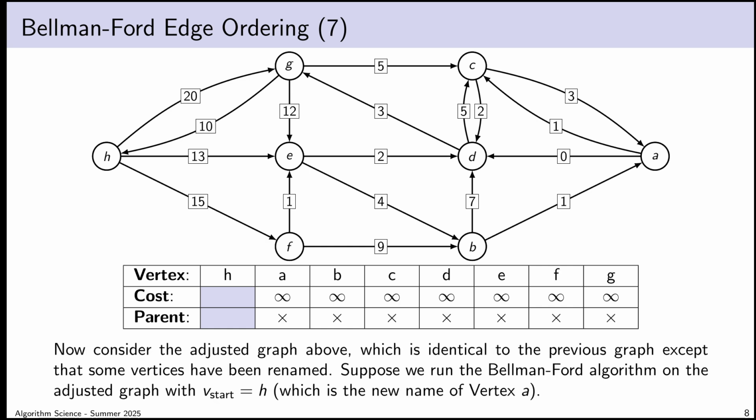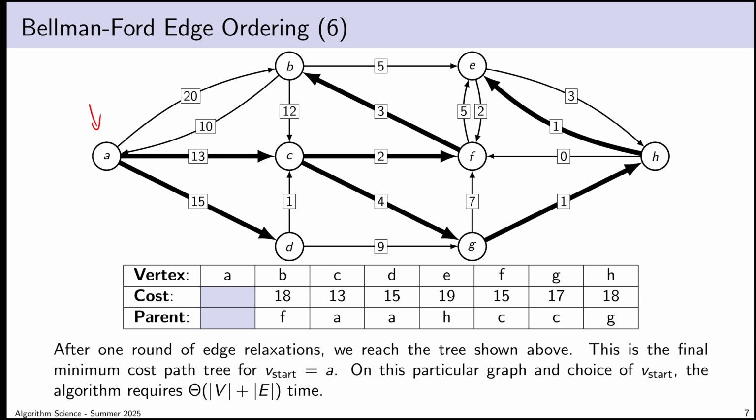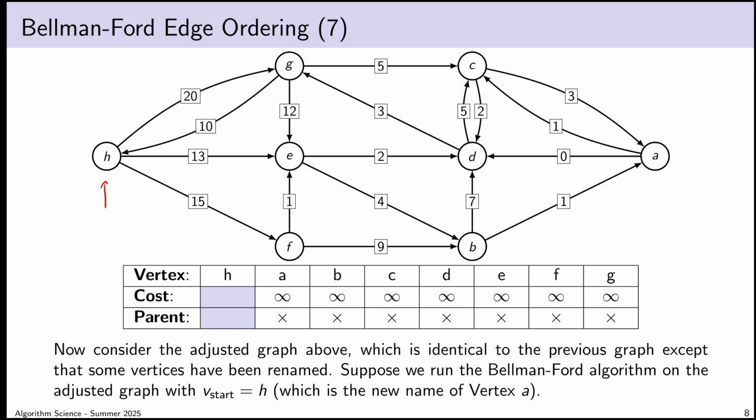Okay, let's consider the same graph again, only this time I have relabeled all of the vertices. That's the only change I've made. So if you flip back and forth, you will observe the set of edges is exactly the same. The edge weights are exactly the same. The number of vertices is the same. I have just decided to rename all of the vertices.